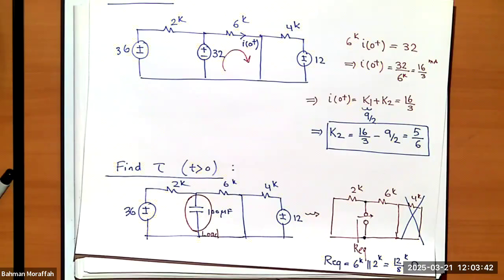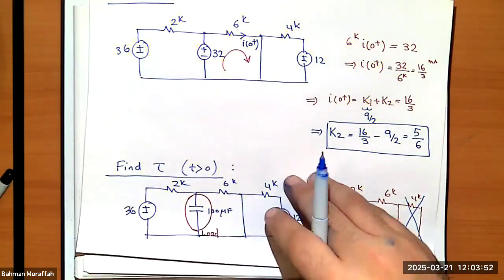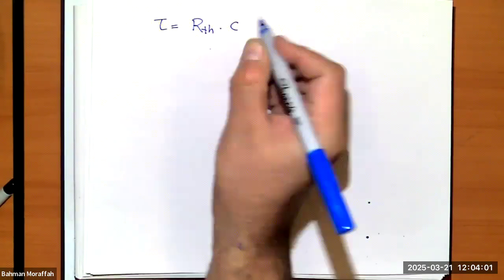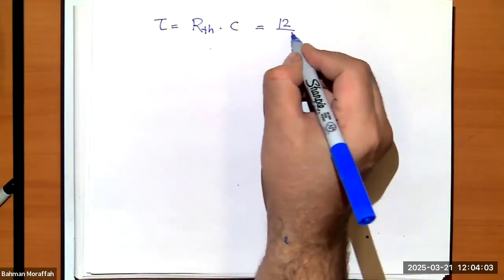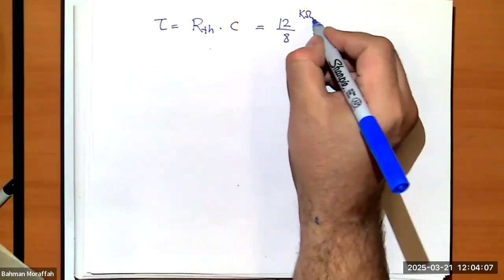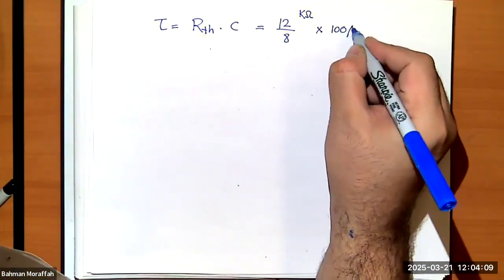Now I have R equivalent. I can find the time constant. This is an RC circuit. For an RC circuit, the time constant is R Thevenin times C. So the time constant, tau, is R Thevenin times C, which is 12 over 8 K times 100 microfarad.